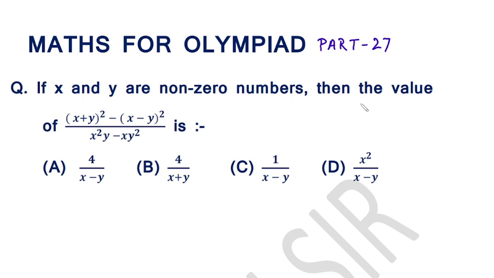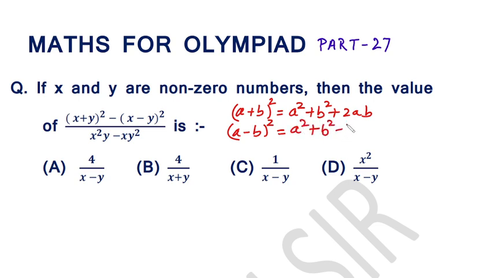Before getting the value of this expression, we should recall these two identities. First one is a plus b whole square is equal to a square plus b square plus 2ab. Second one is a minus b whole square is equal to a square plus b square minus 2ab. We will use these two identities in calculating the value of this expression. Then let's start.